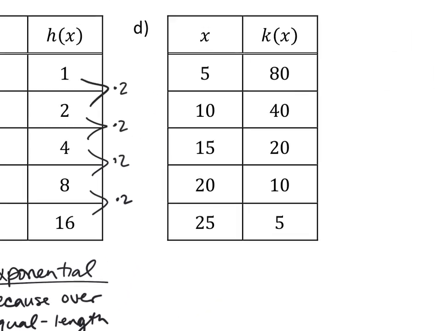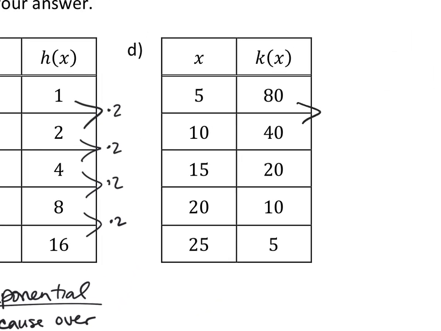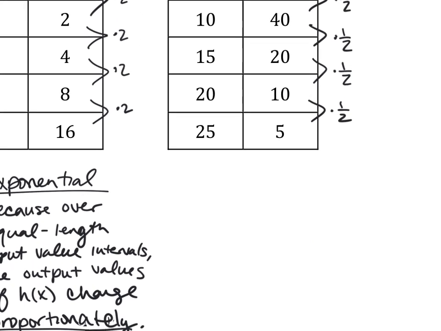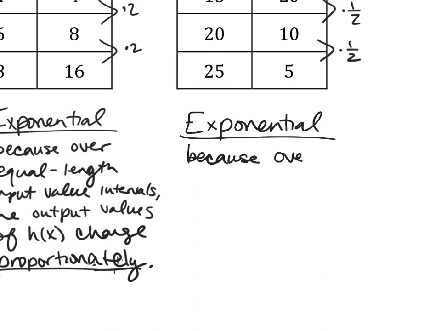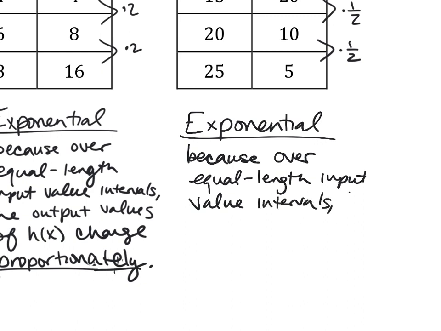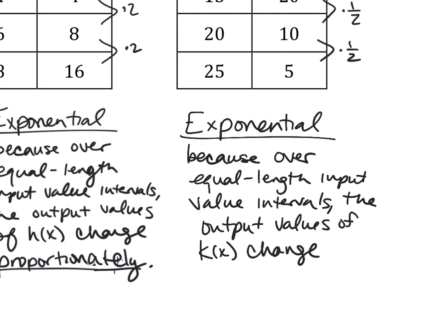For the last table, what did we find for that one as well? Exponential. So if you tried addition and subtraction, it wouldn't work, but you could multiply by a half for all of these, and you'd go in the pattern. So just like with geometric sequences, since it changed with a multiplication or division, which is multiplying by a fraction, this is also exponential. Because again, over equal length input value intervals, the output values of k of x change proportionately.